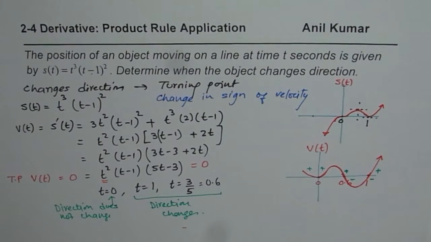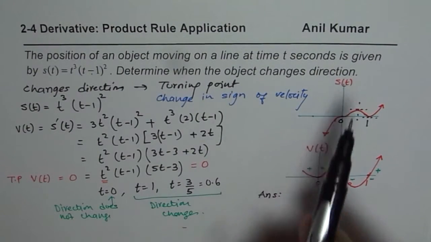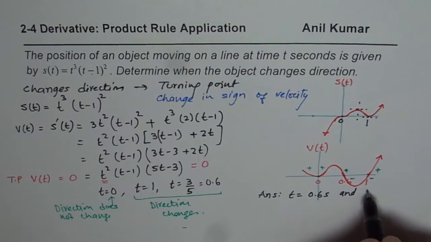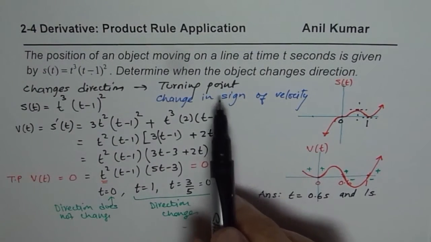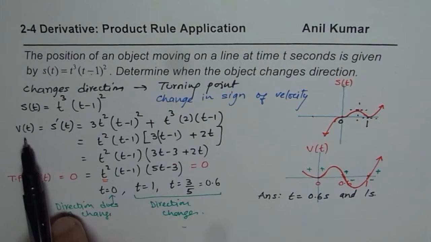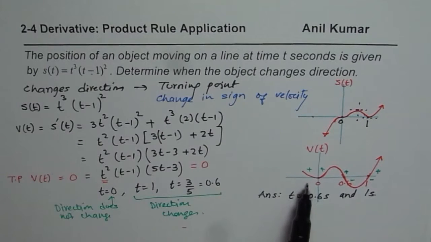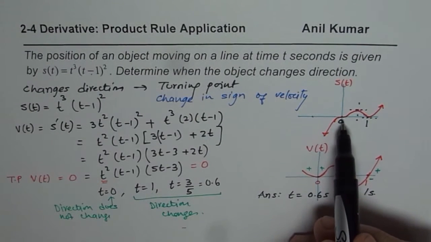Do you see that? And therefore, the answer for this question is that the object changes direction at t equals 0.6 seconds and 1 second, not at 0. That is very important to understand from the given situation. So you do find turning points by equating velocity to 0, but then you have to check on either side of it whether the velocity changes sign or not. If it does not change sign, then the direction does not change, right? Which we saw from here also.